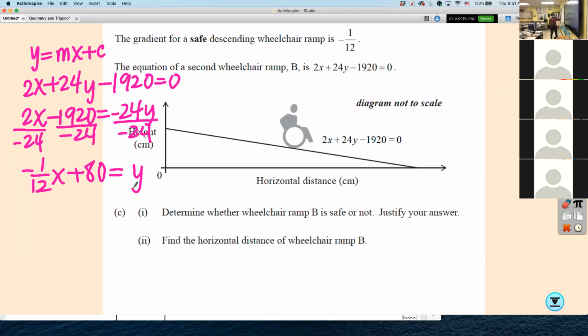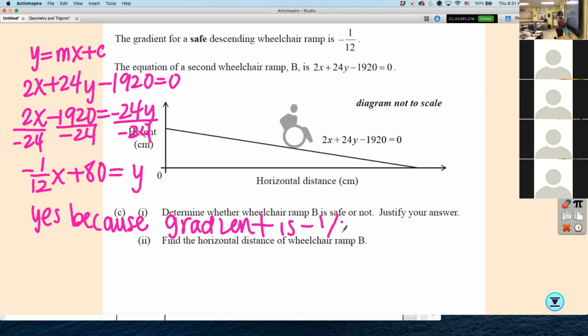So now we are in gradient intercept form. So this is the work to help us justify, is the wheelchair safe or not? Yes, and the reason is because the gradient is -1/12, and it said that it's safe if the wheelchair ramp's gradient is -1/12. So we're good.